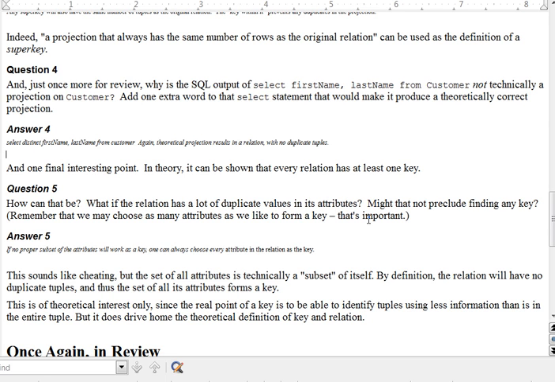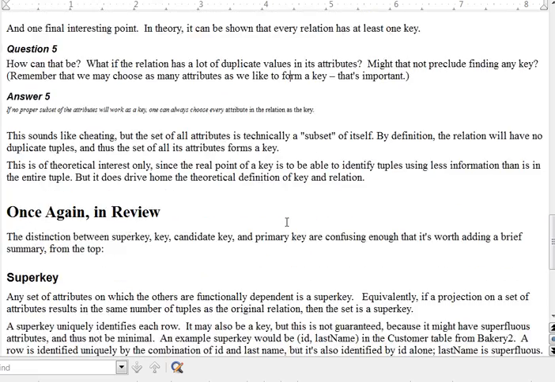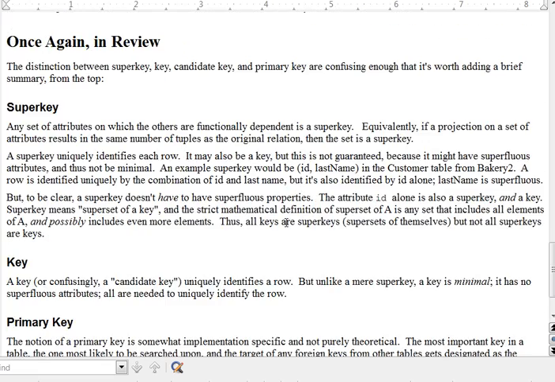This is of theoretical interest only, since the real point of a key is to be able to identify tuples using less information than is in the entire tuple, but it does drive home the theoretical definition of key and relation. So once again here, that's got to be a bit of a dizzying set of concepts. Let's do this in review.